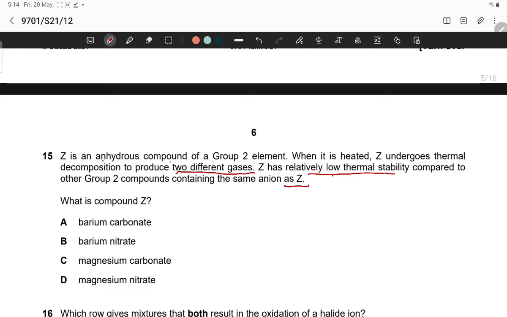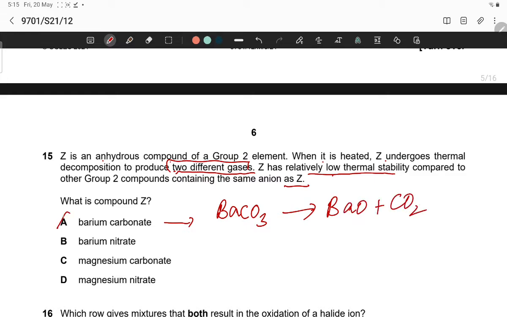Z is an anhydrous compound of a group 2 element. When it is heated, it undergoes thermal decomposition to produce two gases. Barium carbonate is incorrect because barium carbonate on decomposition gives only one gas: BaO plus CO2. So this is incorrect. Barium nitrate can be correct. It gives two gases, a mixture of two gases.